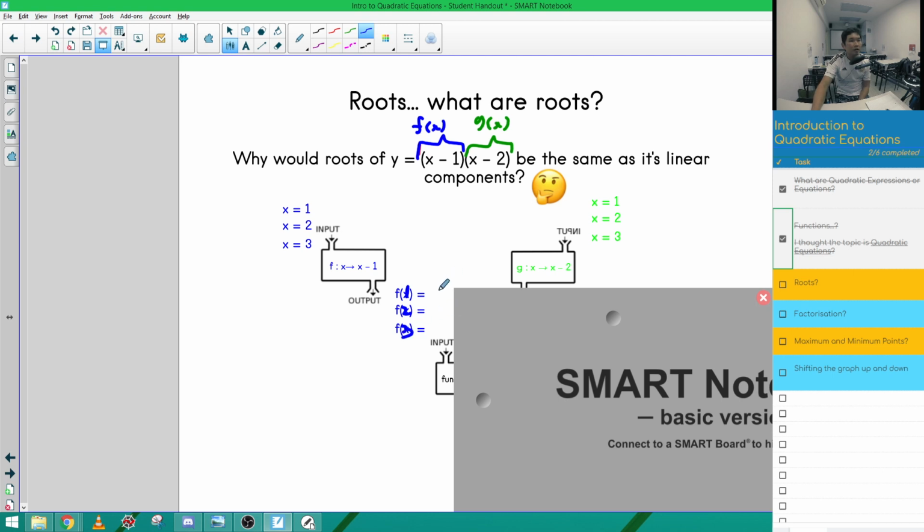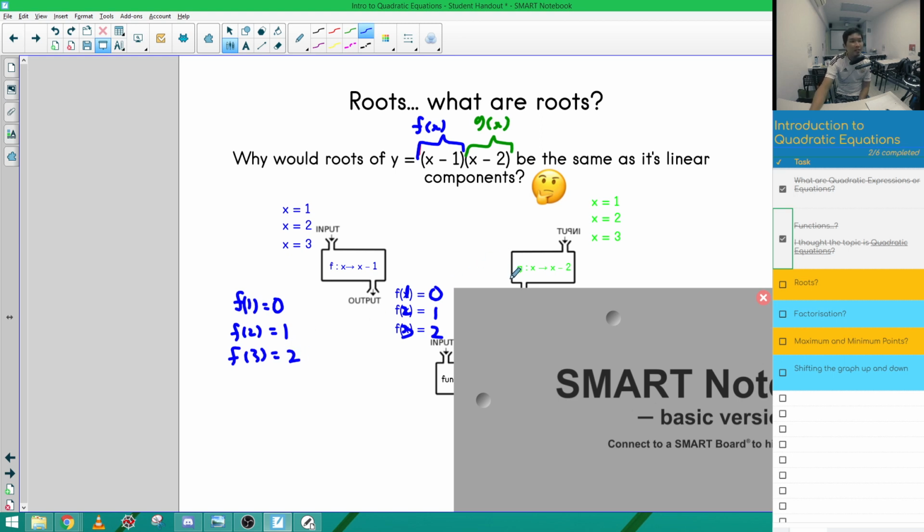There you go. f of 1 will be 1 minus 1. It will be 0. f of 2 will be 2 minus 1. That will be 1. f of 3 will be 3 minus 1. That is 2. So in case that is not clear, let me just write it at the side. f of 1 is 0. f of 2 is 1. And f of 3 is equal to 2.